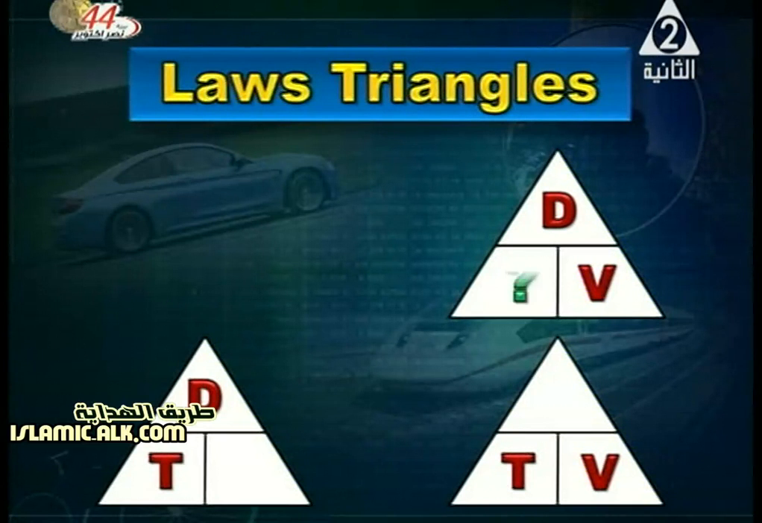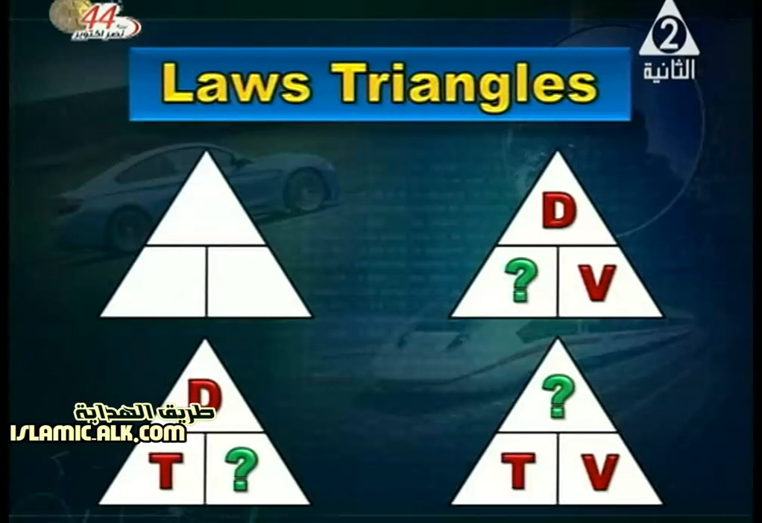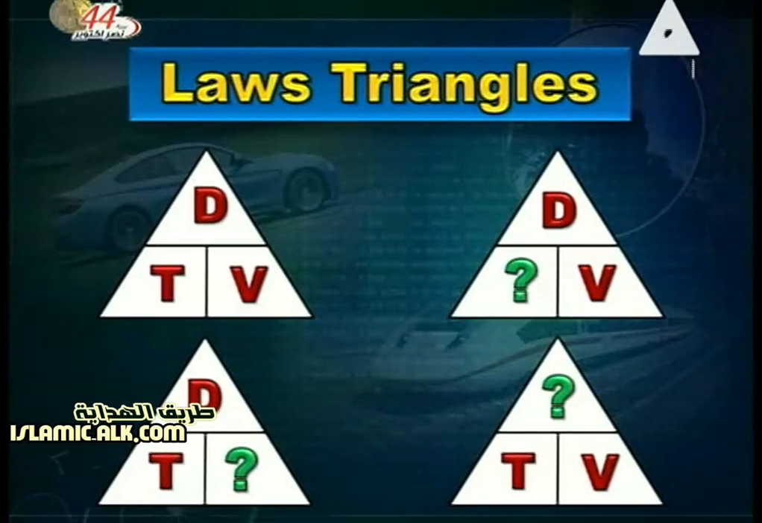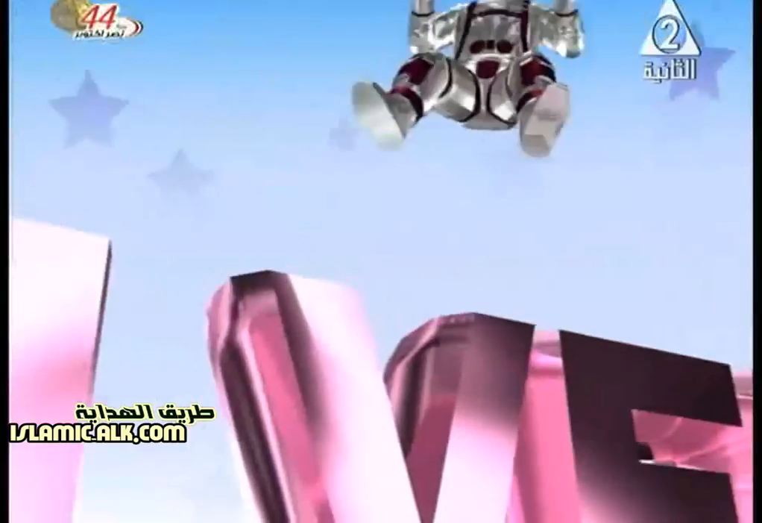Look at the first one. Nothing, no, we have a T. Nothing, no, it's D. Third, yes, good, it's V. So the total shape, the total law will be D, V, T. It means distance, time, and speed. My dear, we work through the problem.